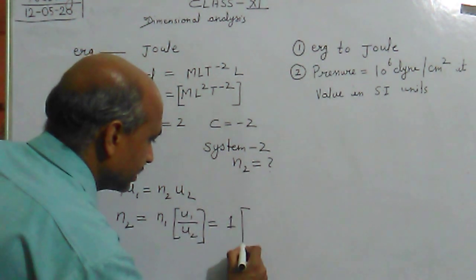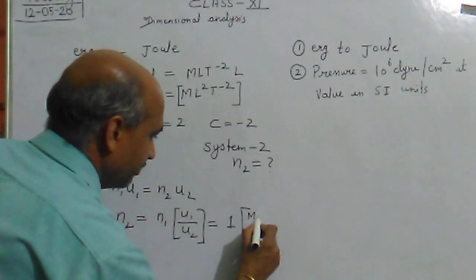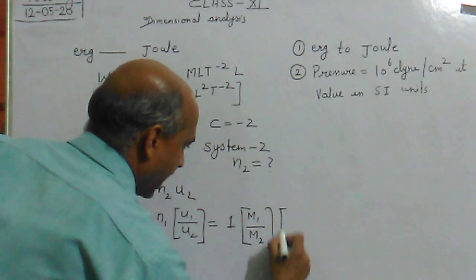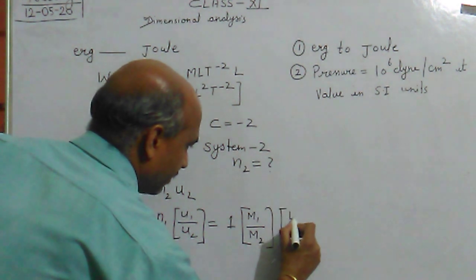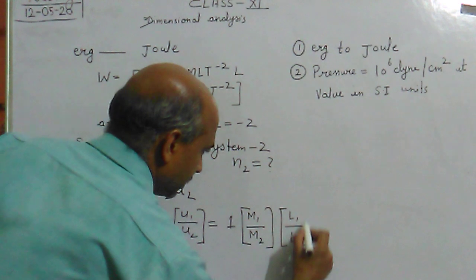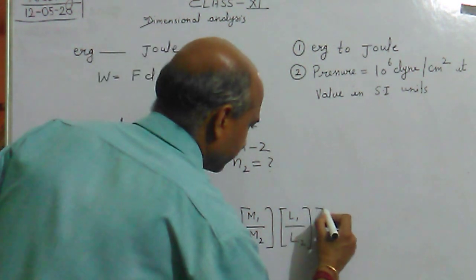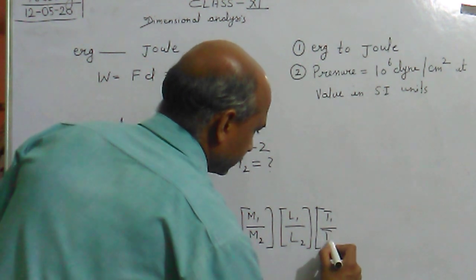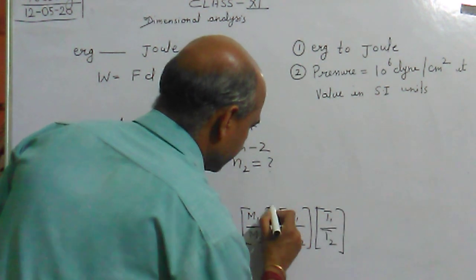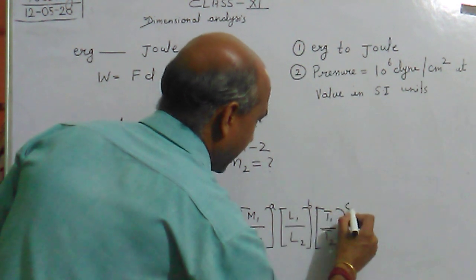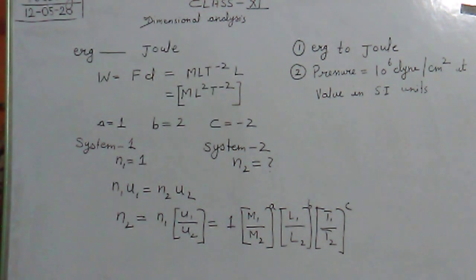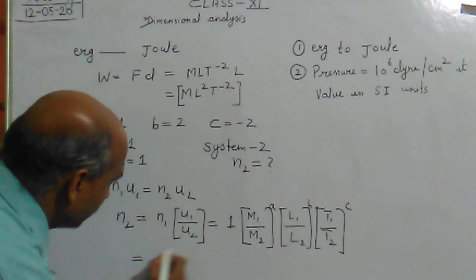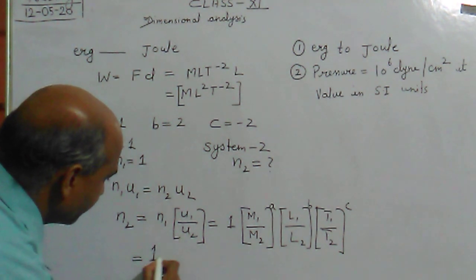u1 means say M1, पहले लिख लो थोड़ा सा, and M1 M2, then we have L1 L2, and then we have T1 T2, and its value is a, इसकी b है, और ये क्या है, c है. Okay, now after this write down the values here. So n1 की वैल्यू तो ऑलरेडी मैंने 1 लिख दी है, so the value is 1.